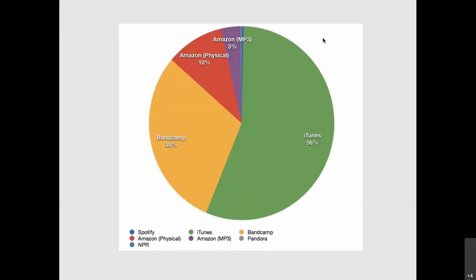A record label makes about 45% of the money that comes in on streams. Now, as far as which platforms do the most, obviously iTunes. iTunes is up at 56% of all money being generated. Bandcamp does about 30%. Amazon does about 10%, and this is through online sales of physical product that are sold through Amazon. And they also sell it as streaming on their platform for about 3%. So something to consider, the different types of sources of income that are coming in.